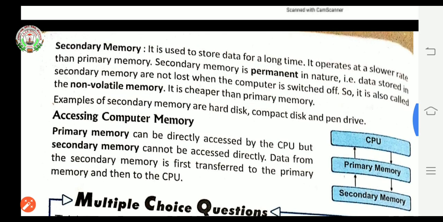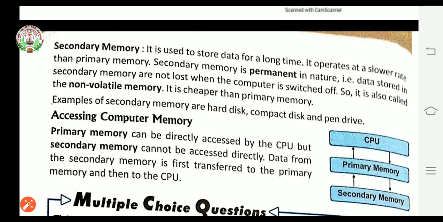Now a few examples of secondary memory are here. First, hard disk, compact disc and pen drive. Hard disk, that is usually in your computer system. Compact disc, also called CD. Pen drive, you might have seen that small device which you can insert in your system, and you can save any data in that particular pen drive.